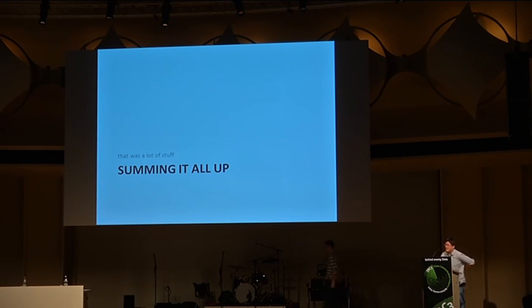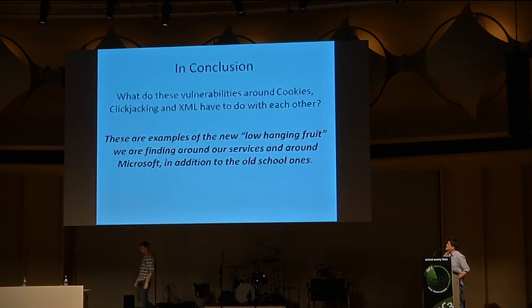All right, so you guys heard about a lot of different attacks, and I'm just going to try to sum it up here. So, what do all these vulnerabilities have in common? We talked about cookies, clickjacking, XML, etc. These are the new types of low-hanging fruit that we're finding in addition to older ones.